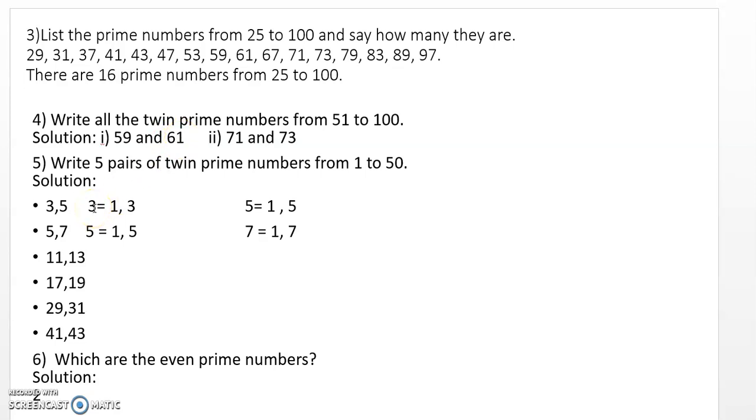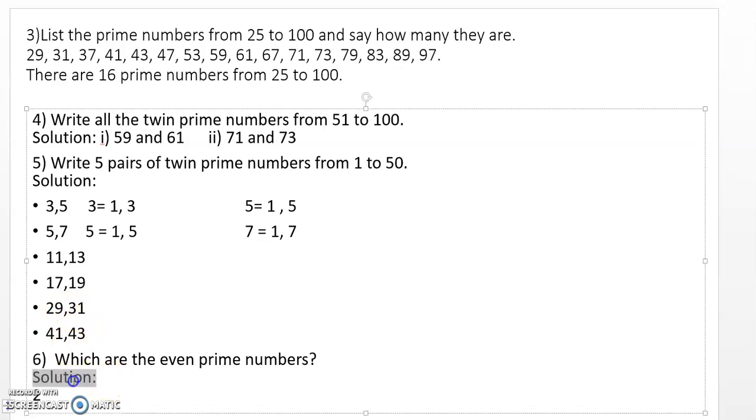Next, the question is to write 5 pairs of twin prime numbers from 1 to 15. I have shown some examples. There are 3 and 5. Between 3 and 5 the difference is 2. What are the factors of 3? 1 and 3. What are the factors of 5? 1 and 5. So what is common? 1 is common. So these are twin prime numbers: 5 and 7, 11 and 13, 17 and 19, 29 and 31, 41 and 43. So these are called twin prime numbers, where the difference between the two numbers should be 2 and the common factor should be 1.